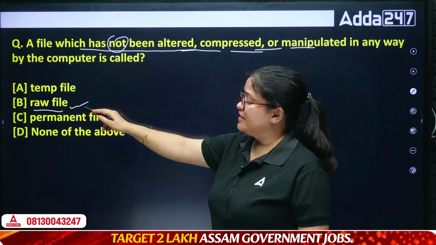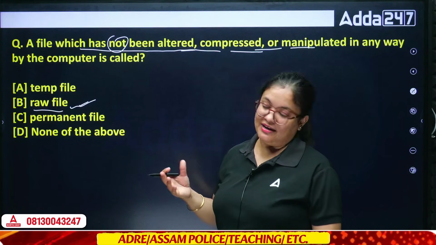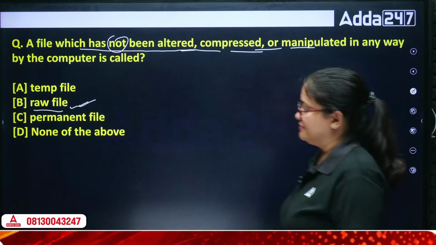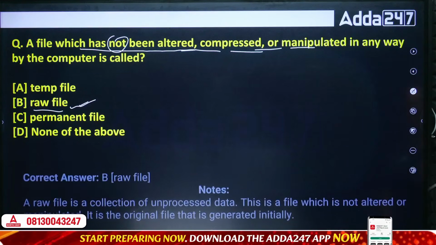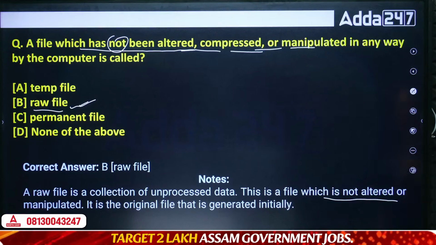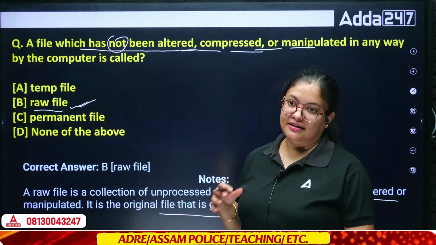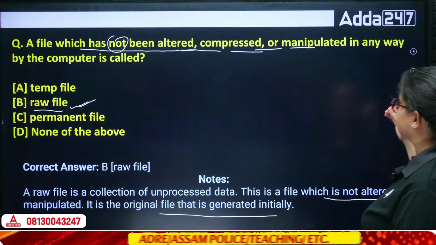And whenever we have tampered with the file or done any editing in it, we call that a temp file, right? So this is the answer. It is the definition of a raw file. It is a file which has not been altered, or in simple terms, it is the original file that is completely new and has not been changed.